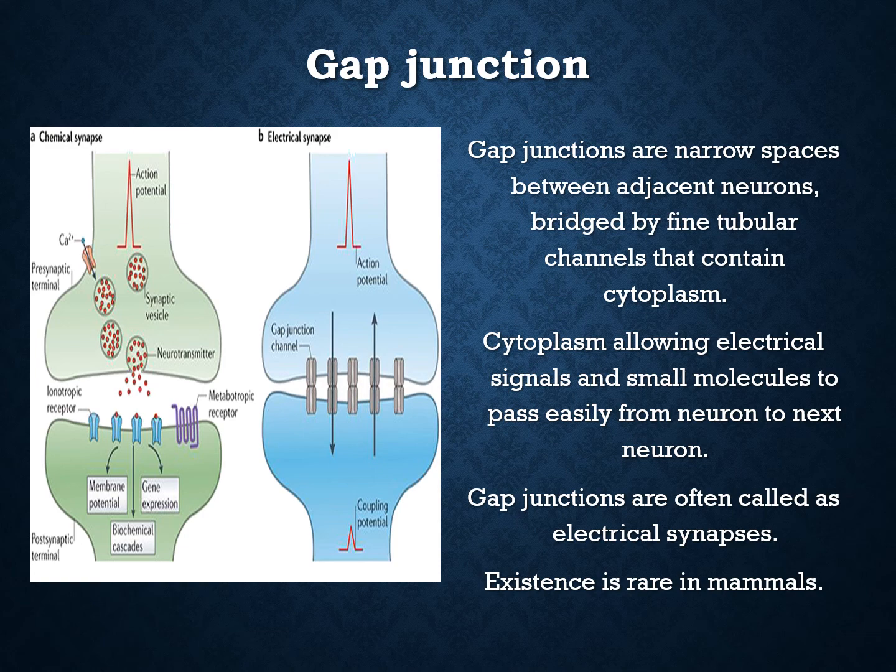If you carefully look at the diagram, you will find that in the electrical synapse, that is diagram B, there is the presence of gap junction. So gap junctions are narrow spaces between adjacent neurons bridged by fine tubular channels that contain cytoplasm, allowing electrical signals and small molecules to pass easily from one neuron to the next neuron. Gap junctions are often called the electrical synapses, and they are very rarely found in mammals.